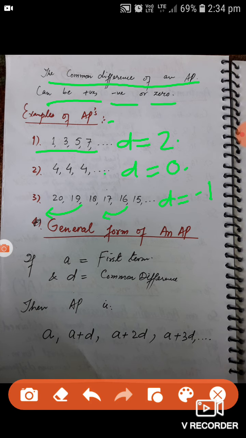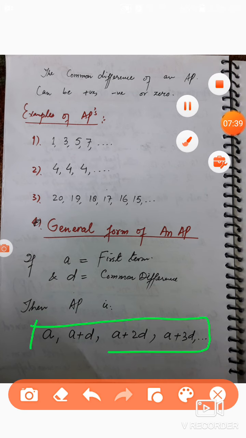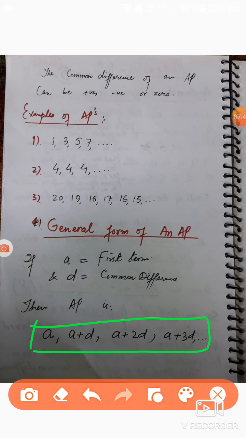Now we can find the general form of an AP. If a is the first term of an AP and d is the common difference, then the AP can be constructed as follows: a is the first term and the next term will be a plus d, that is, adding the fixed number, the common difference, to the first term. Similarly, the next term is obtained by adding the common difference to the second term, that is a plus 2d, and similarly a plus 3d and so on. So this is the general form of an AP if the first term and common difference are given. So this is all about an AP and its general form.